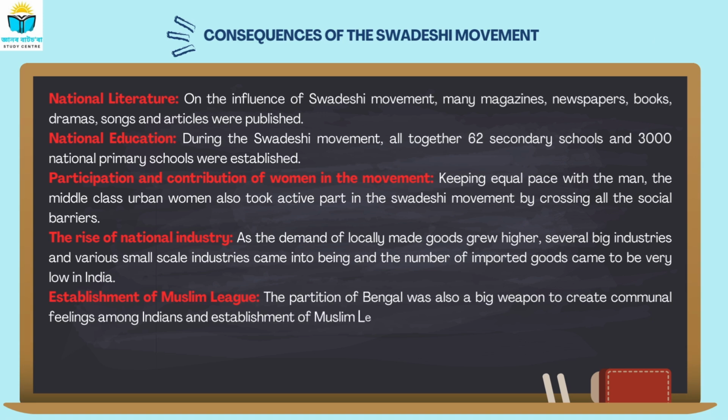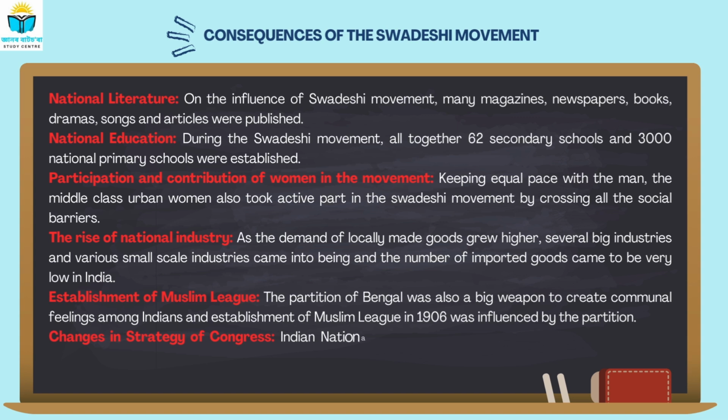Establishment of the Muslim League. The partition of Bengal was seen as a deliberate attempt to create communal division, and in 1906, the All India Muslim League was formed, one of the direct outcomes of the political atmosphere created by the partition.